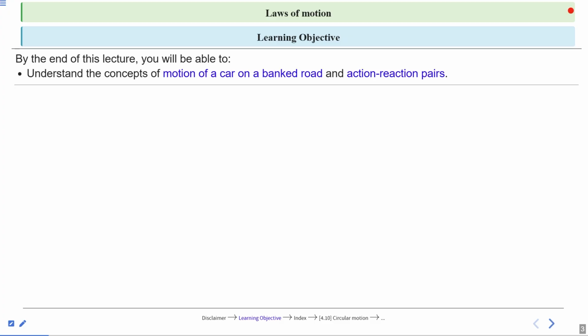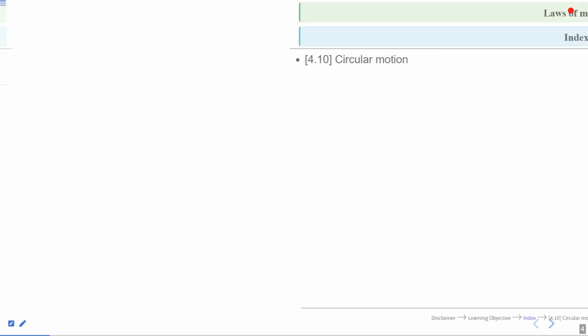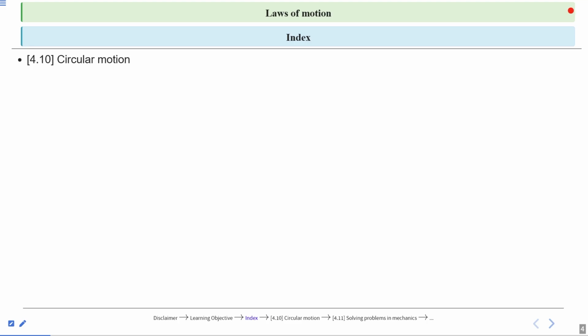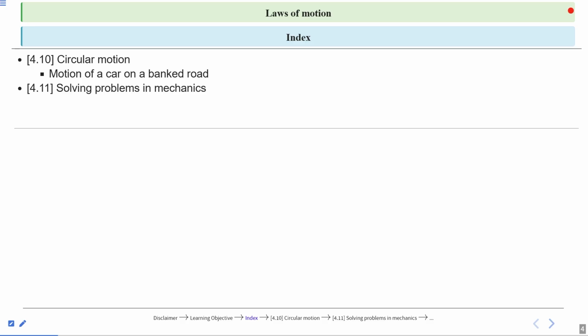Learning objective: by the end of this lecture, you will be able to understand the concepts of motion of a car on a banked road and action-reaction pairs. So in today's lecture, we will cover 4.10 circular motion, motion of a car on a banked road. After that, 4.11 solving problems in mechanics, example 4.12. Then action reaction pairs. So these are the topics of today's lecture.